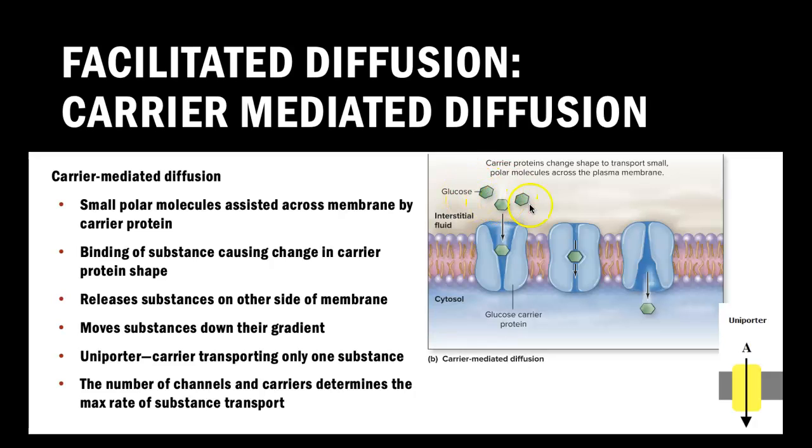Again, higher concentration outside, so we are moving it inside where we have lower concentration. We also call these uniport or uniporter proteins because they're only able to move just one substance through.